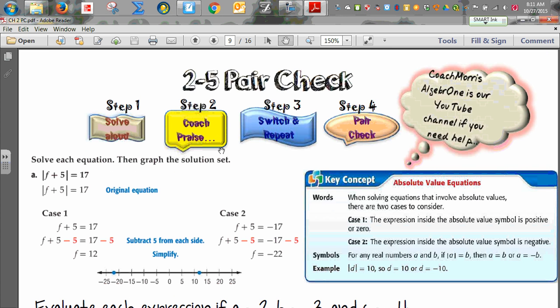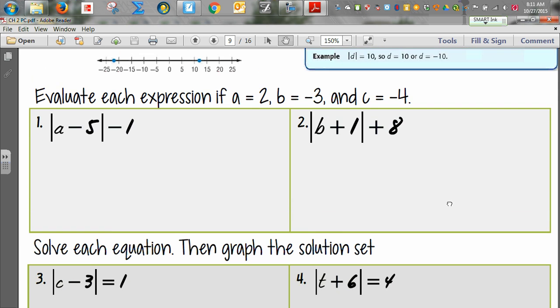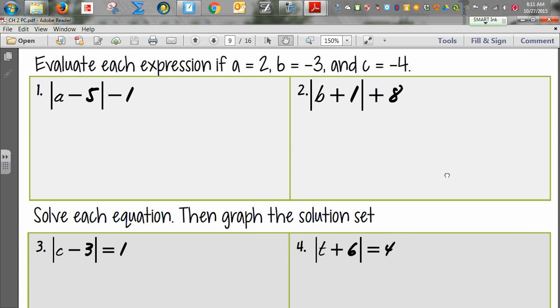Now here's the 2-5 pair check. How many of you are working on the 2-4 worksheet? Okay, good. Make sure you get that done. Now on 1 and 2, what do they ask you to do? Substitute values, right? So A is equal to 2, so I'm going to put 2 in there. When I write this down, make sure that I bring what down?